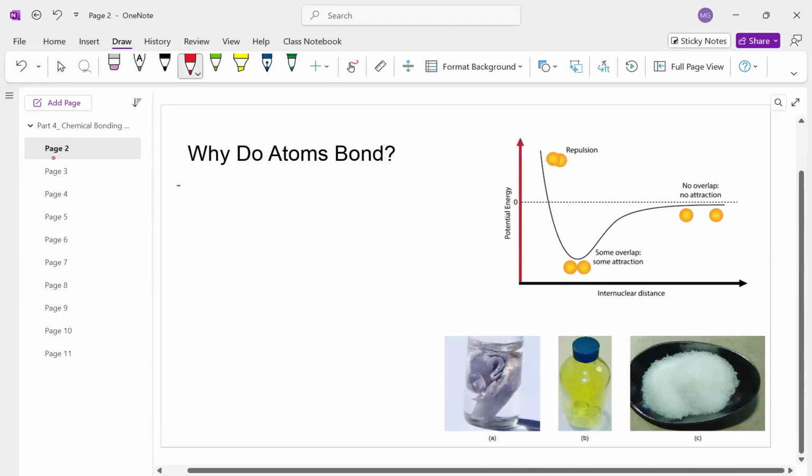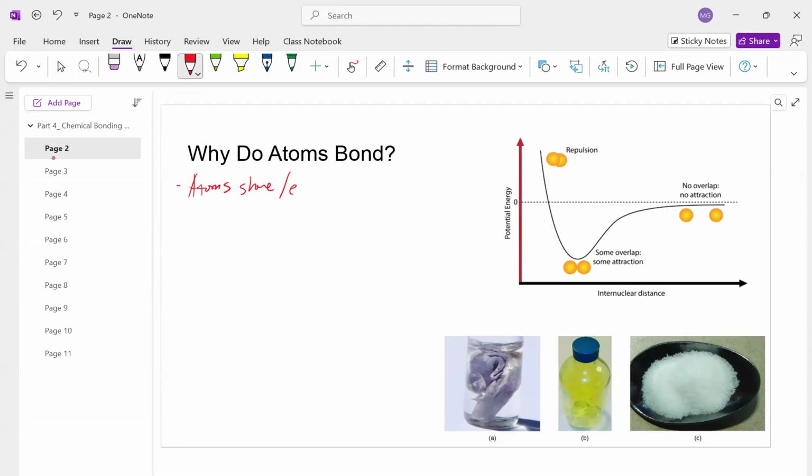So the main theme behind all of this is that atoms will either share or exchange electrons to form chemical bonds. And the real question behind this is why? Why do atoms bond? Why do they make compounds? And the simple answer is that it's more stable, which means they have less energy for them to bond.